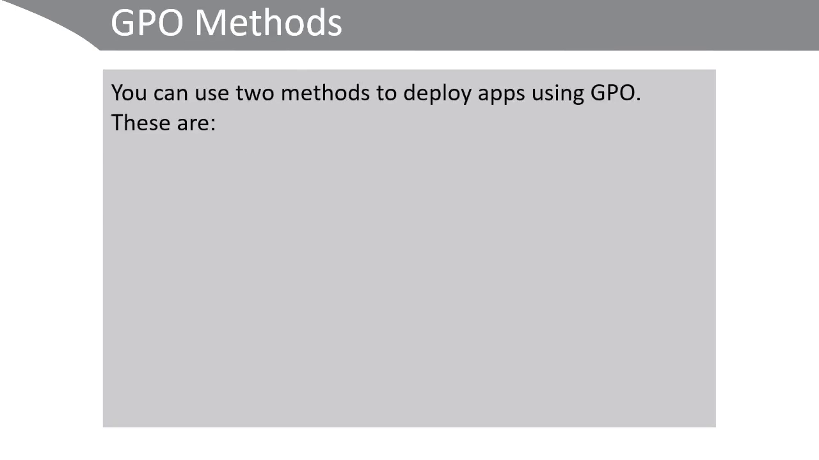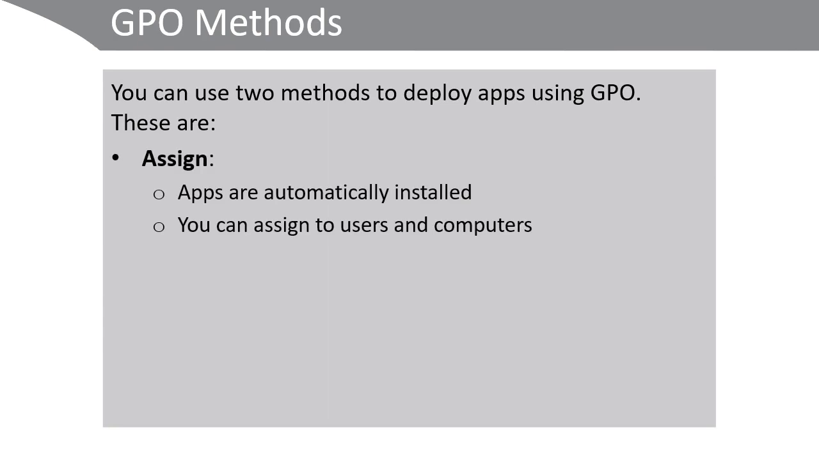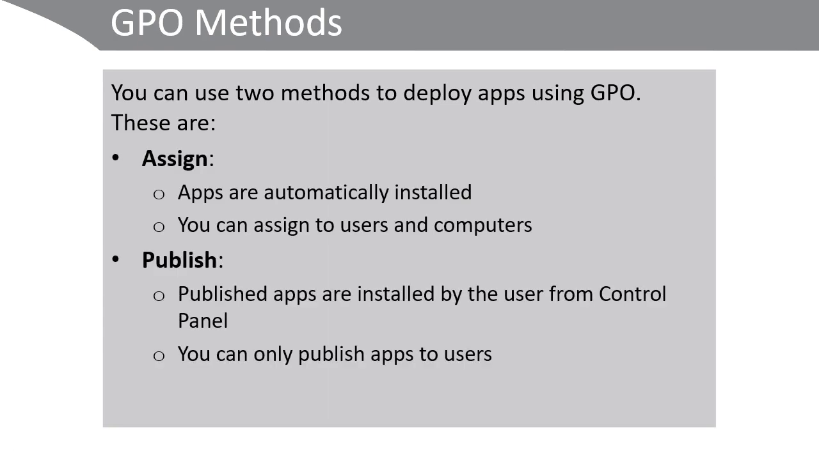There are two ways to deploy using GPOs. These are to assign or to publish. When you assign apps, apps are automatically installed. If you assign an app to a user, the app is installed when the user signs in. But you can also assign the app to the computer, in which case it's installed when the computer starts, irrespective of who sits at that computer. Published apps can be installed by the user from Control Panel in Programs and Features. You can only publish apps to users, not to computers. It's important for the exam that you can identify the differences between these two methods.